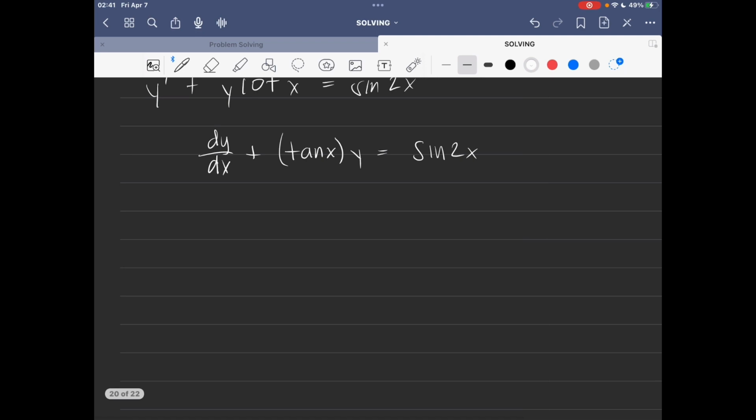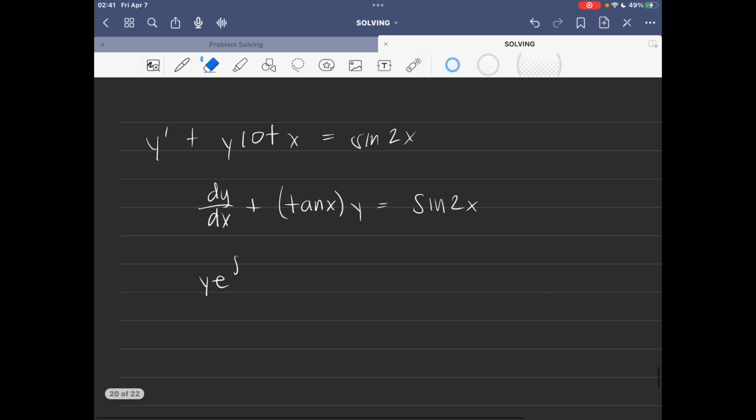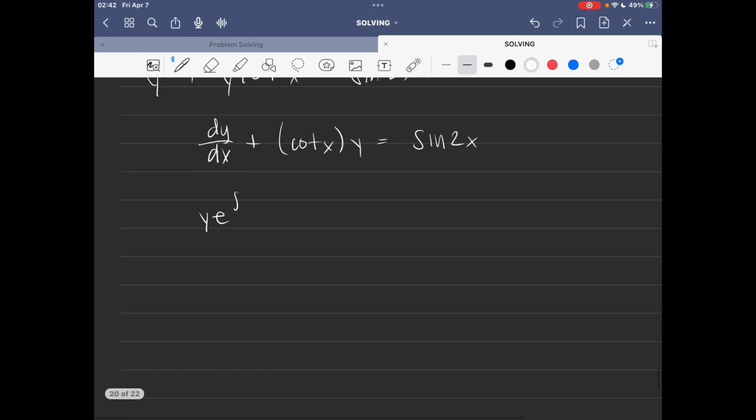Then we are going to use y e raised to the integral of cot x dx is equal to the integral of q of x, which is sine 2x, times e raised to the integral of cot x dx.